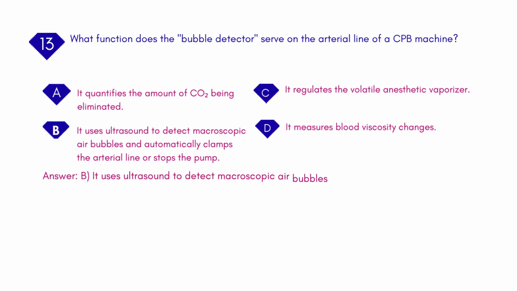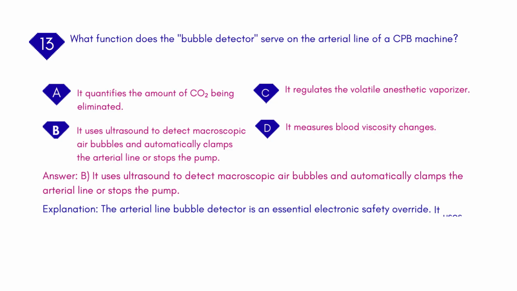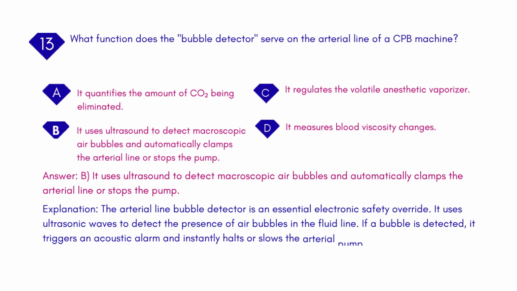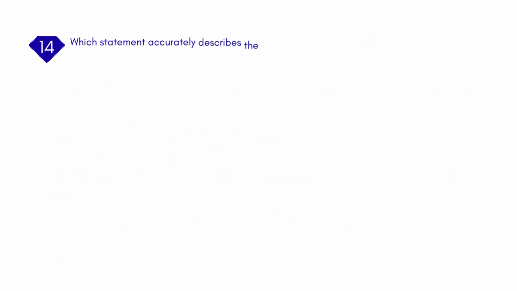Answer: B. It uses ultrasound to detect macroscopic air bubbles and automatically clamps the arterial line or stops the pump. Explanation: the arterial line bubble detector is an essential electronic safety override. It uses ultrasonic waves to detect the presence of air bubbles in the fluid line. If a bubble is detected, it triggers an acoustic alarm and instantly halts or slows the arterial pump to prevent systemic air embolization.